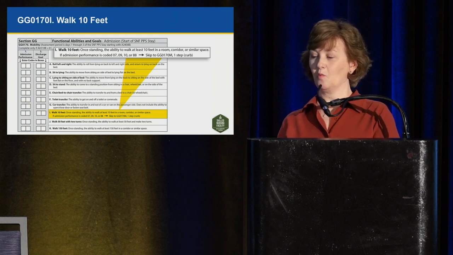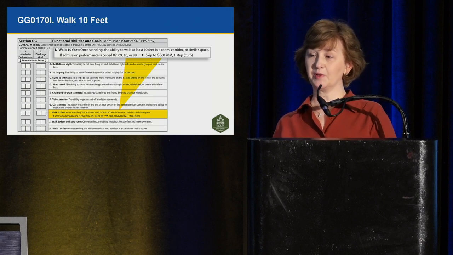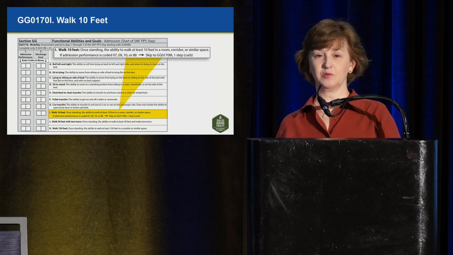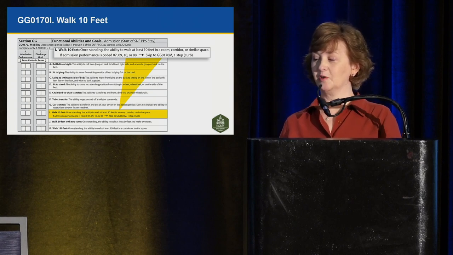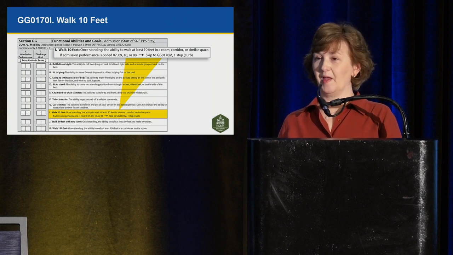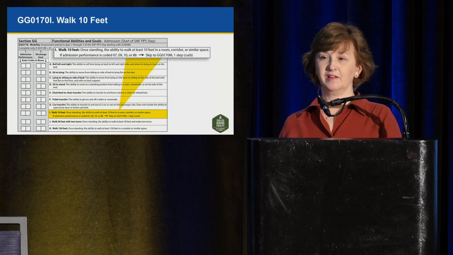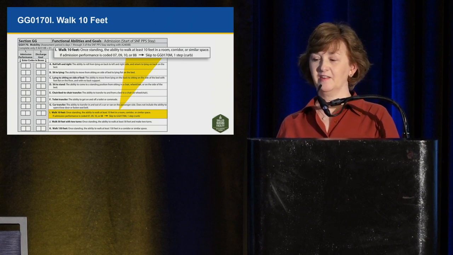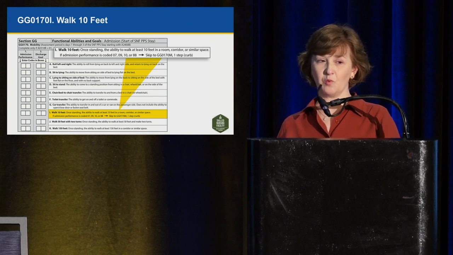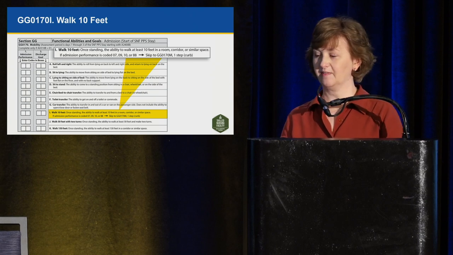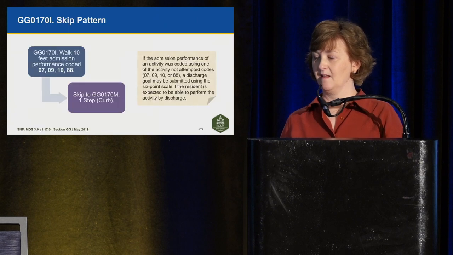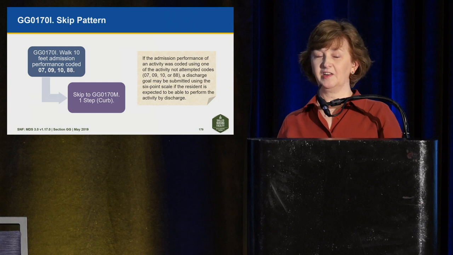Okay, so now getting into the individual walking items. The first one, as I mentioned, is walking 10 feet. So this assessment would start with the person in a standing position, because we've already assessed the person's ability to get to a standing position in a separate activity. So once in a standing position, the ability to walk at least 10 feet in a room, corridor, or similar space. I will note that there is a skip pattern here, and basically the reason for the skip pattern is that if the resident is not able to walk 10 feet, they wouldn't be able to walk the 50 feet or 150 feet, and so you're able to skip over those items that wouldn't make sense to assess for this individual. So again, you're skipping based on the activity not attempted codes.